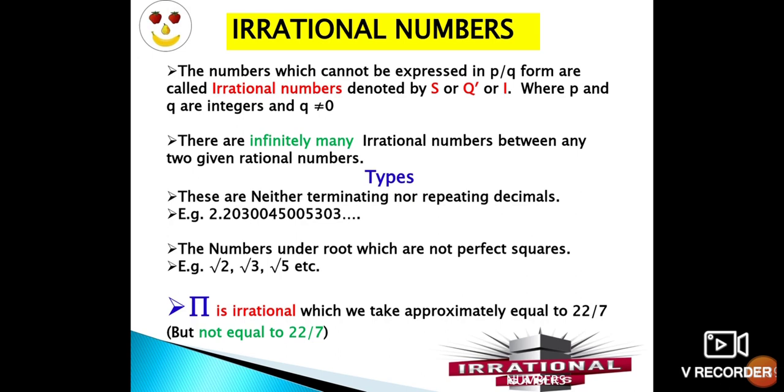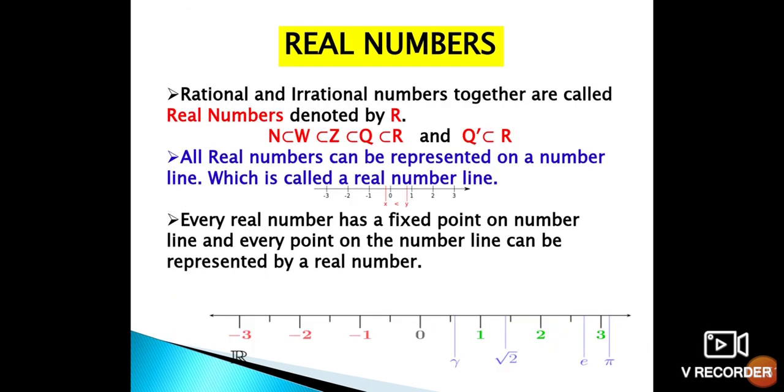So this also we will discuss in detail. Another small video I will make only for pi. At that time we can discuss why pi is irrational, and why it is not equal to 22 by 7. That we will discuss later. So these are the irrational numbers.